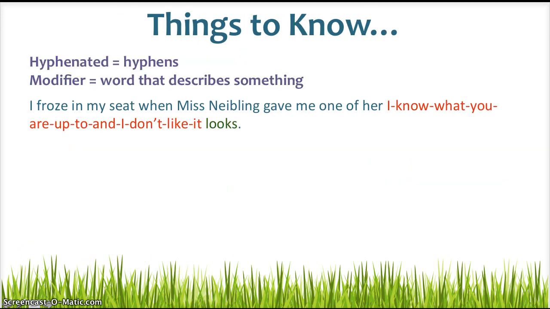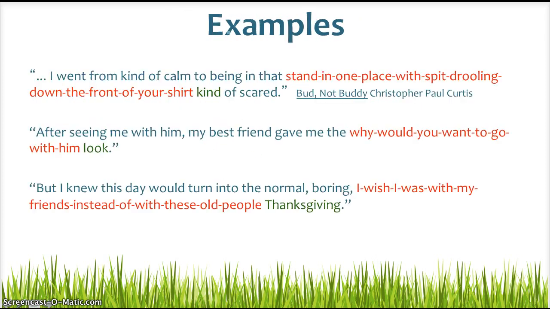Now, a hyphenated modifier, let's just break down what that means. Hyphenated just means that you're using hyphens. Now, hyphens have multiple jobs, but usually hyphens are used to either link words or phrases together. Now, a modifier is a fancy word for a word that describes something. So when you put it all together, a hyphenated modifier is just describing something using hyphens. So this whole red phrase, I know what you're up to and I don't like it, is the hyphenated modifier that describes the noun. So let's look at some more examples.